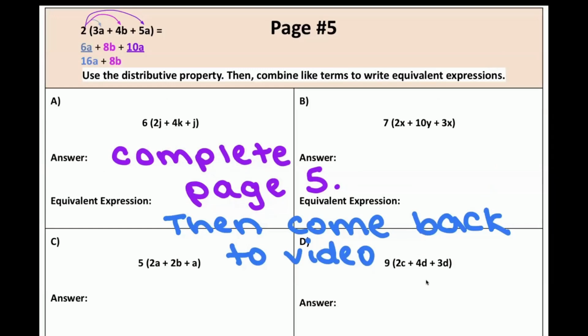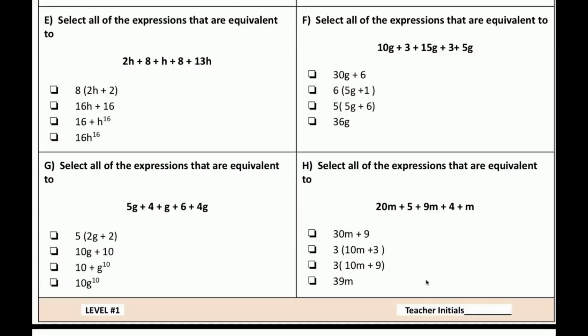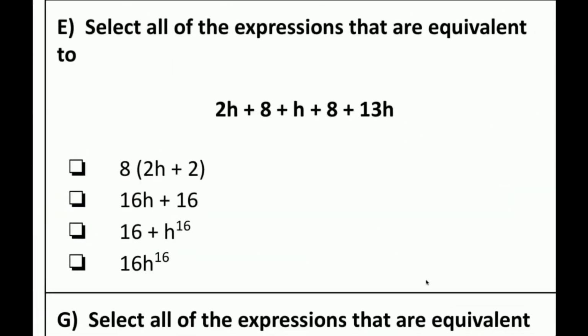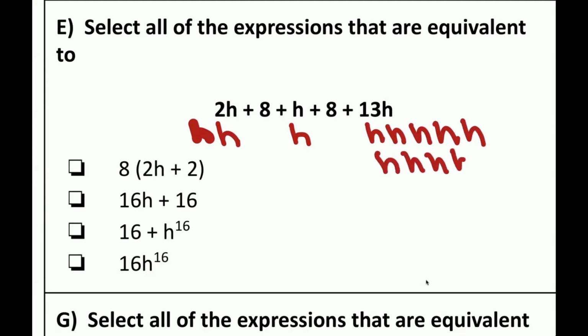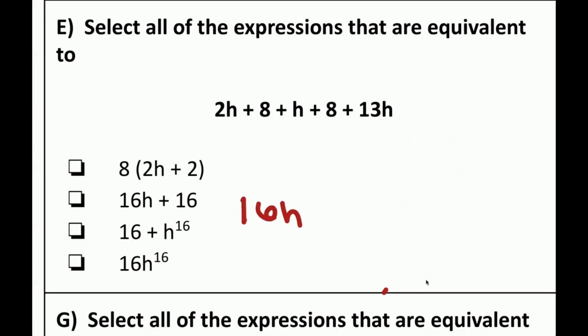Go ahead and complete page 5, then come back to the video. For problem E, when we're combining like terms, you can think of it as 2h plus 8 plus another h plus 8 plus 13 more h. If it helps to write out the h's and then count them, feel free to do so. So if I have 13 plus another h, that's 14, plus another 2h, that's 16h all together. And then I have to add 8 plus 8, which is 16.